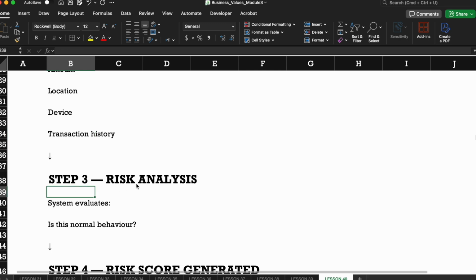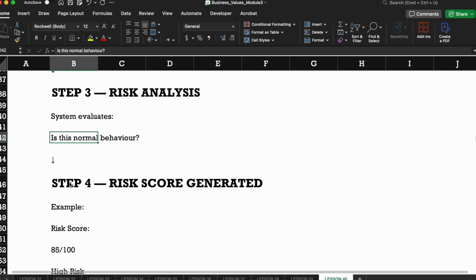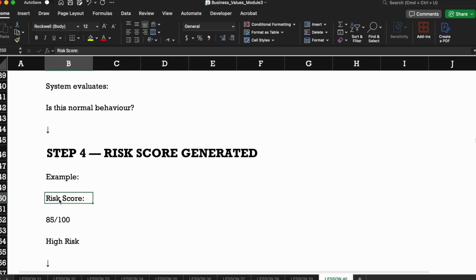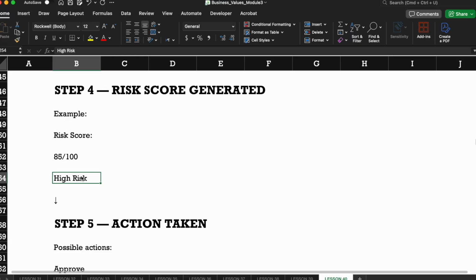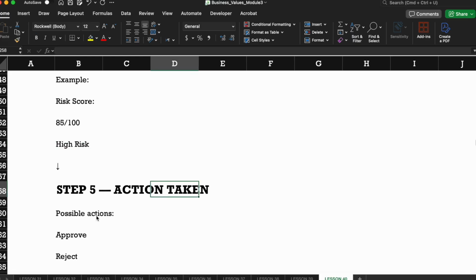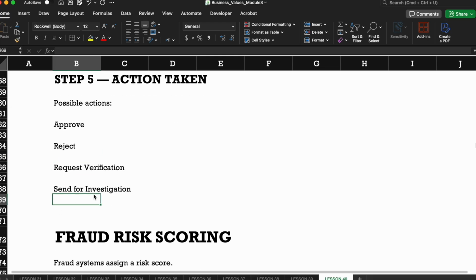Step number 3: risk analysis. The system evaluates: is this normal behavior? Step number 4: risk score generated. Example: risk score is 85 out of 100. High risk score. Step 5: action taken. Possible actions: approve, reject, request verification, send for investigation.